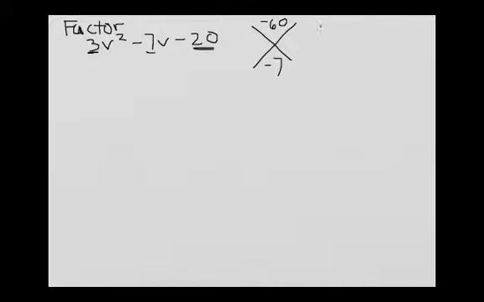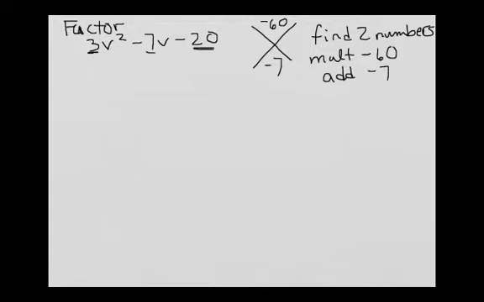So we want to find two numbers, and when we multiply them together, we get negative 60, and when we add them together, we get negative 7. So that's going to be a negative and a positive number, because the product is negative. And the negative number is going to be bigger because the sum is negative.